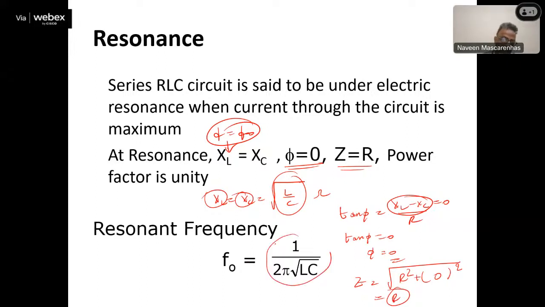And yes, you can calculate this resonant frequency using the formula f naught is equal to 1 by 2 pi root LC. That comes because XL is 2 pi fL, which is 2 pi f naught L at resonant frequency, equal to 1 by 2 pi f naught C. You cross multiply, and you calculate f naught will be this.